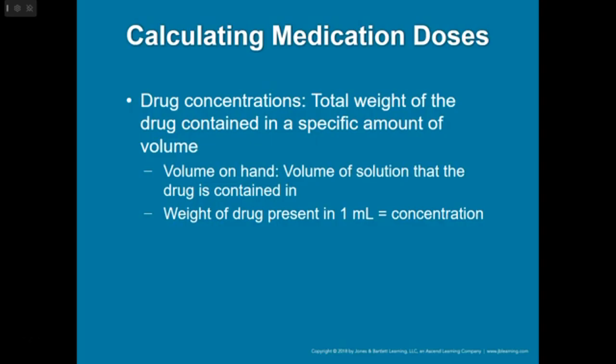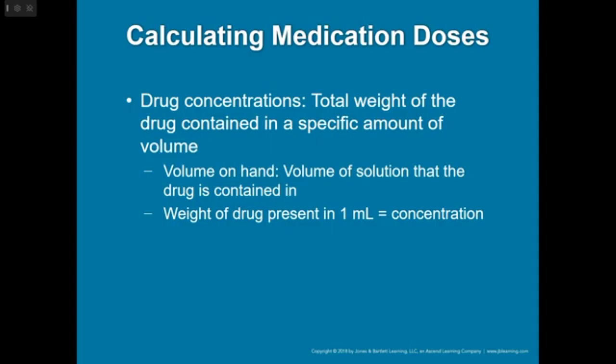The drug concentration: total weight of the drug contained in a specific amount of volume. So this will be on our little vials that we'll see. It says 5 milligrams and 2 milliliters, or whatever it might be. That's going to be the drug concentration: how much of that drug, the weight of it, the milligrams, are in that volume of fluid.